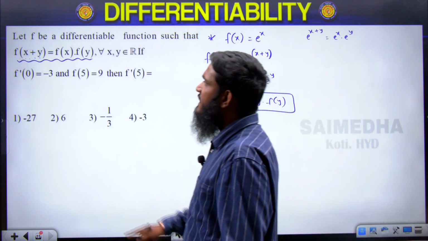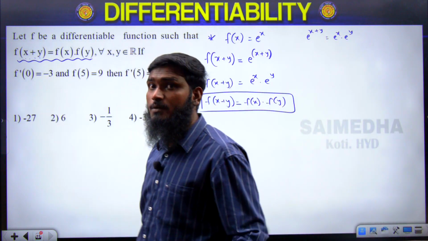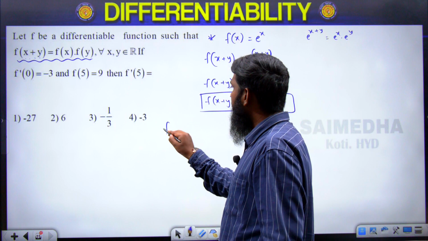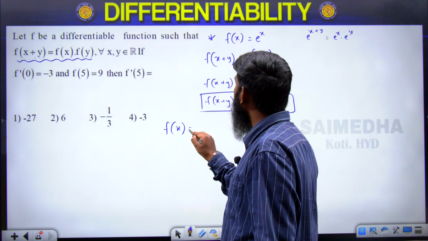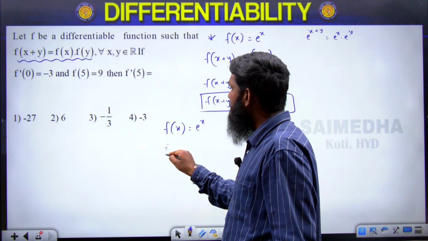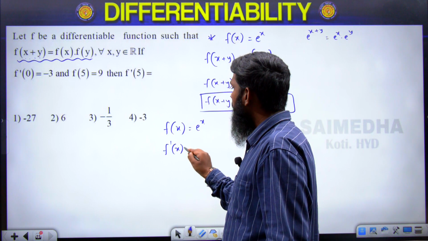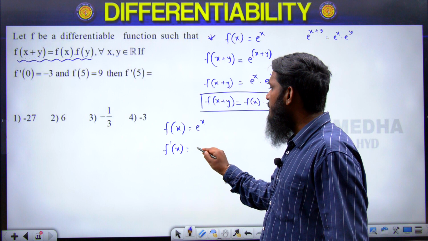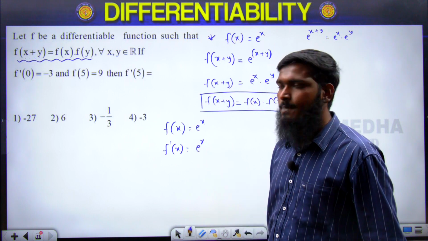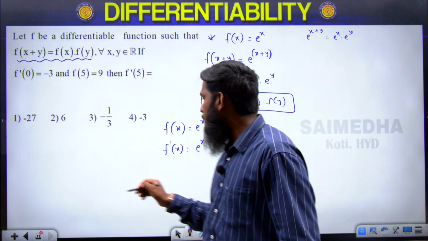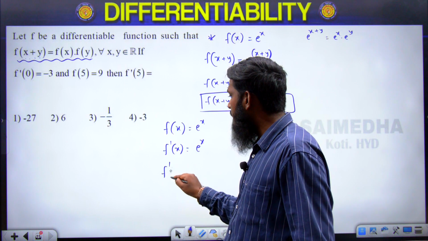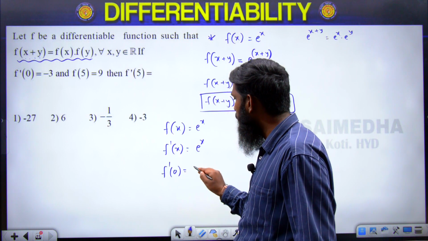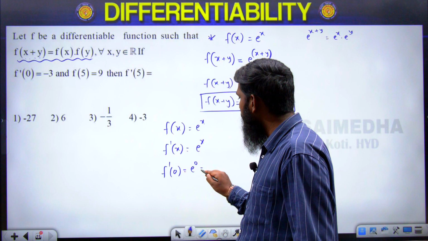Okay. Now it is given that f'(0) = -3. If we take f(x) = e^x, then what is f'(x)? Dash means differentiation, so e^x becomes e^x. Now if we find f'(0), f'(0) is equal to e^0, which is equal to what?